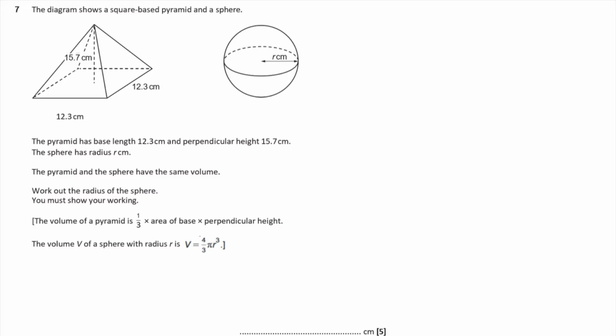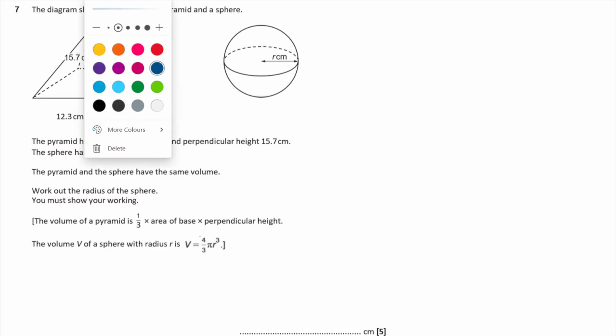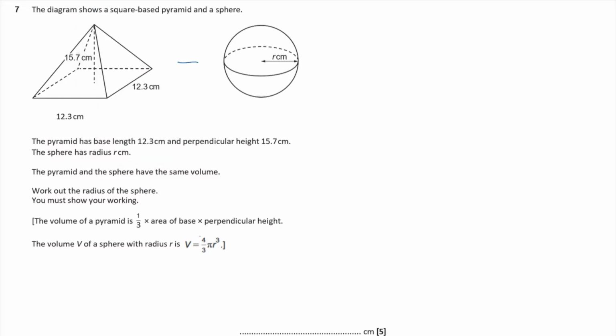Okay, we've been given the formula for pyramids and spheres, which is handy, so we don't have to remember them. We know that these two shapes have the same volume, so these two things are equal in volume. Now we've got no measurements on the sphere, and we need to find out what r is, so we're going to deal with the pyramid first. We're going to work out the volume of the pyramid, and then we're going to work backwards with the sphere formula to find the radius. So let's crack on with that then.